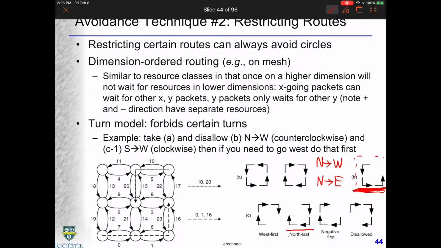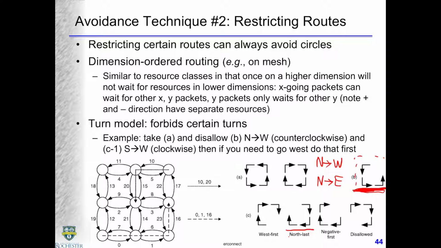What does that mean? That means if you need to go east or west in any of these horizontal directions, you can, but you cannot do that after you go north. So if you have to go anywhere to the north, first do your east-west routing. Once you get to the right column, you can go north. So north is your last thing to do. But if you're going in the south direction, it doesn't matter. Okay.